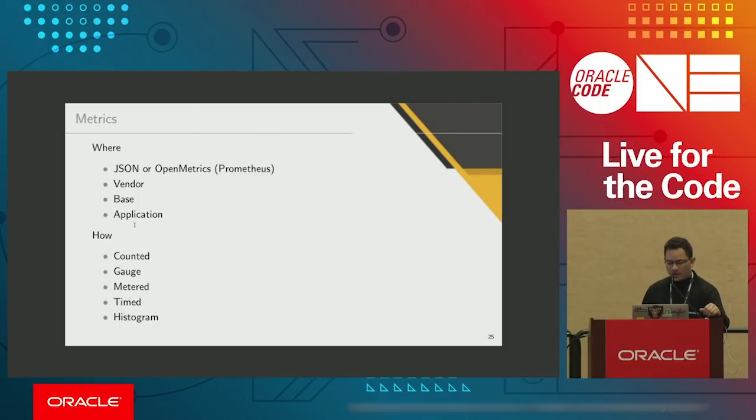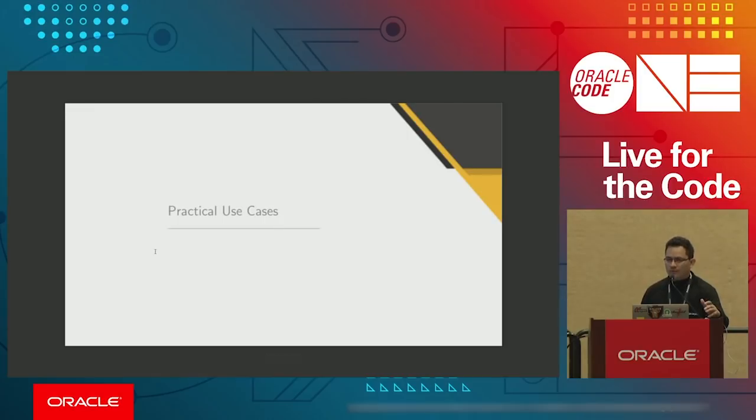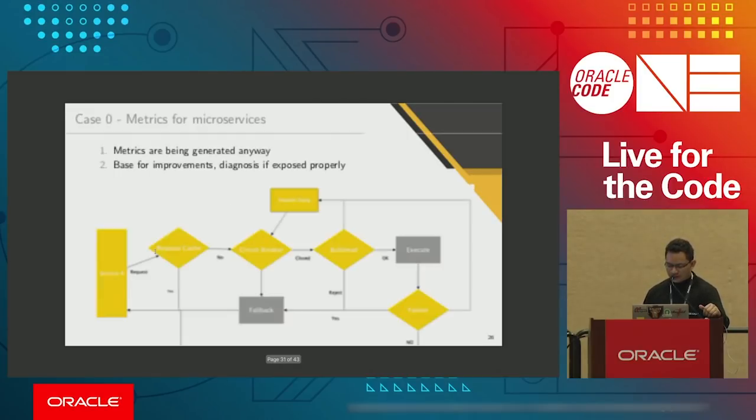Now with the metrics, how can we read the metrics? We can read it by JSON or Open Metrics. That's what Prometheus reads. Maybe some vendor-based format, or an application-based format. Then how can we add metrics to our application? We have some metrics already implemented in the MicroProfile spec, like counted, gauge, metered, timed, histogram, which we are going to discuss later. Now, the practical use case.